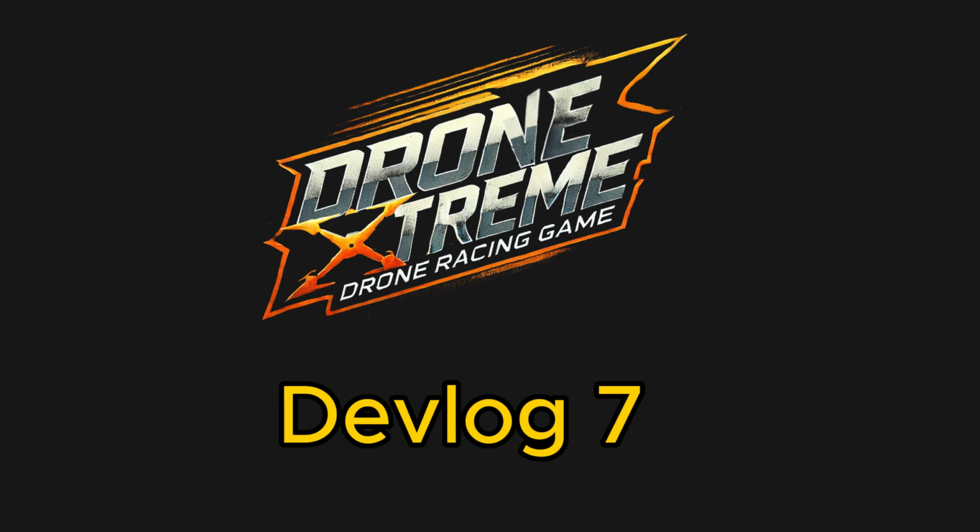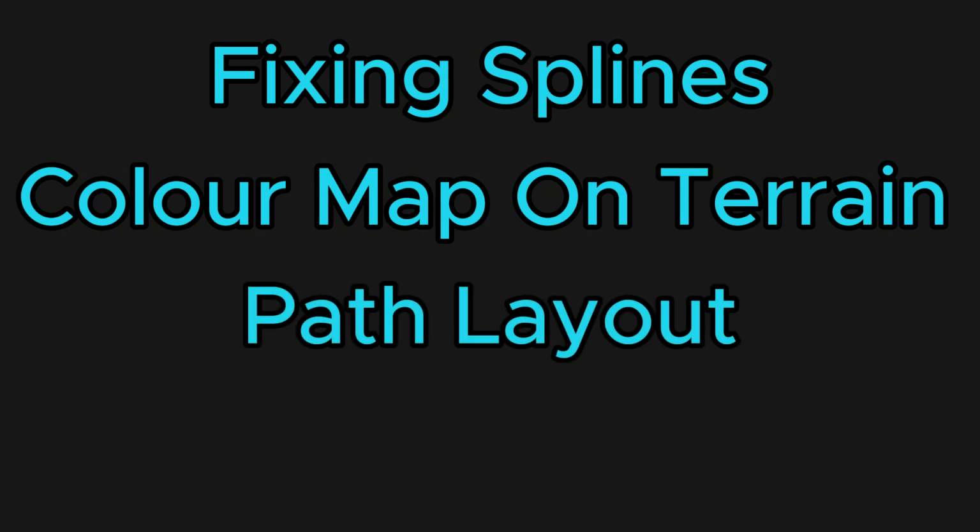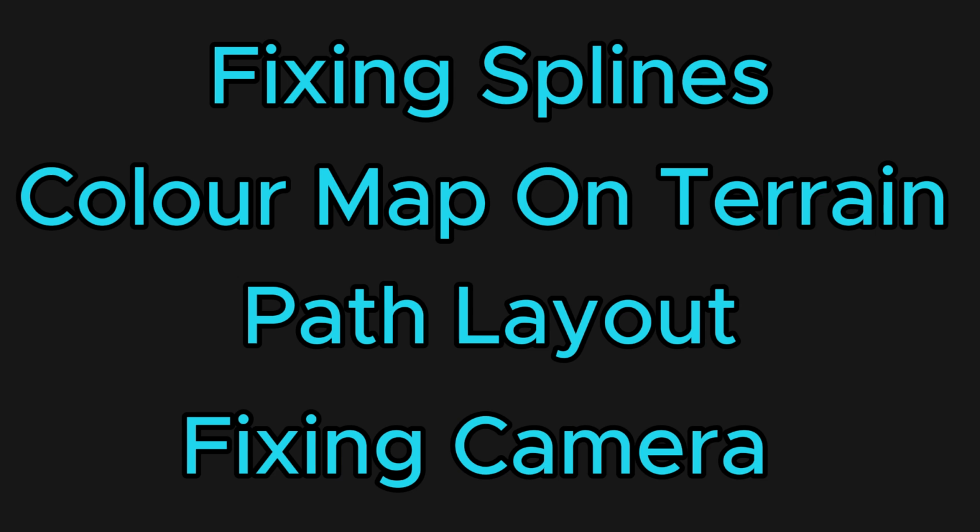In this devlog I will be covering some of the improvements I've made since the last devlog. So this would include fixing splines, adding a color map to the terrain, along with terrain layers, and also laying out a path for the race, and also fixing the camera too. The camera was bugged last week.